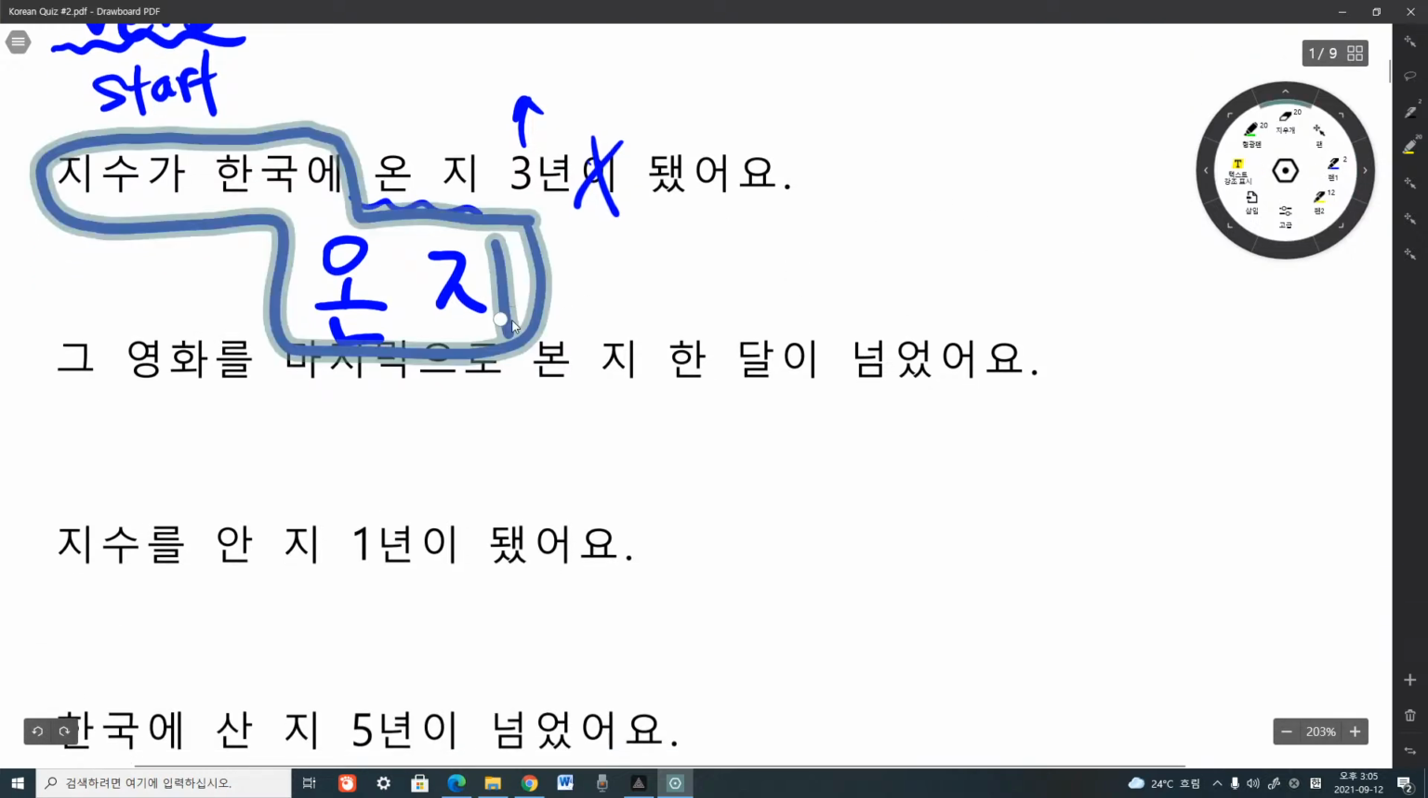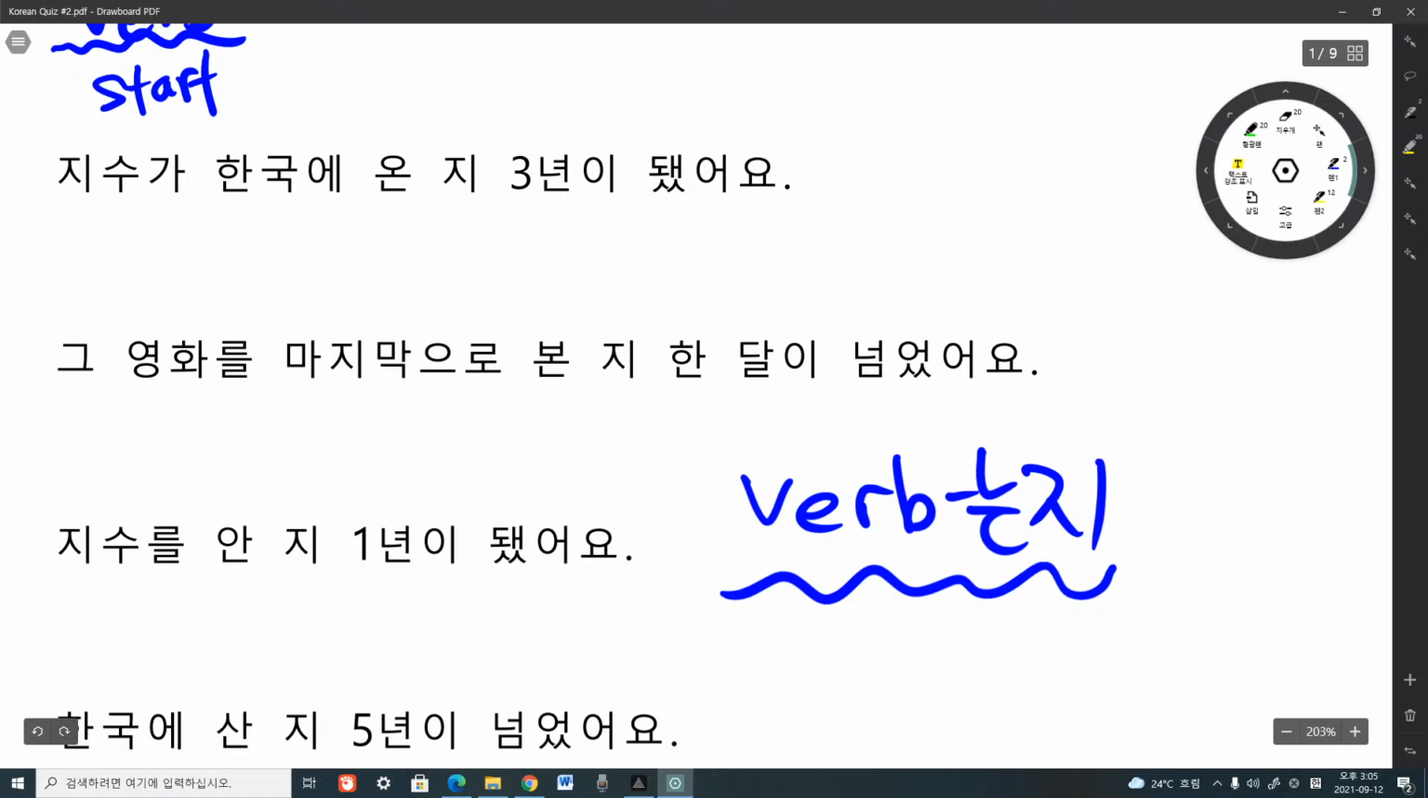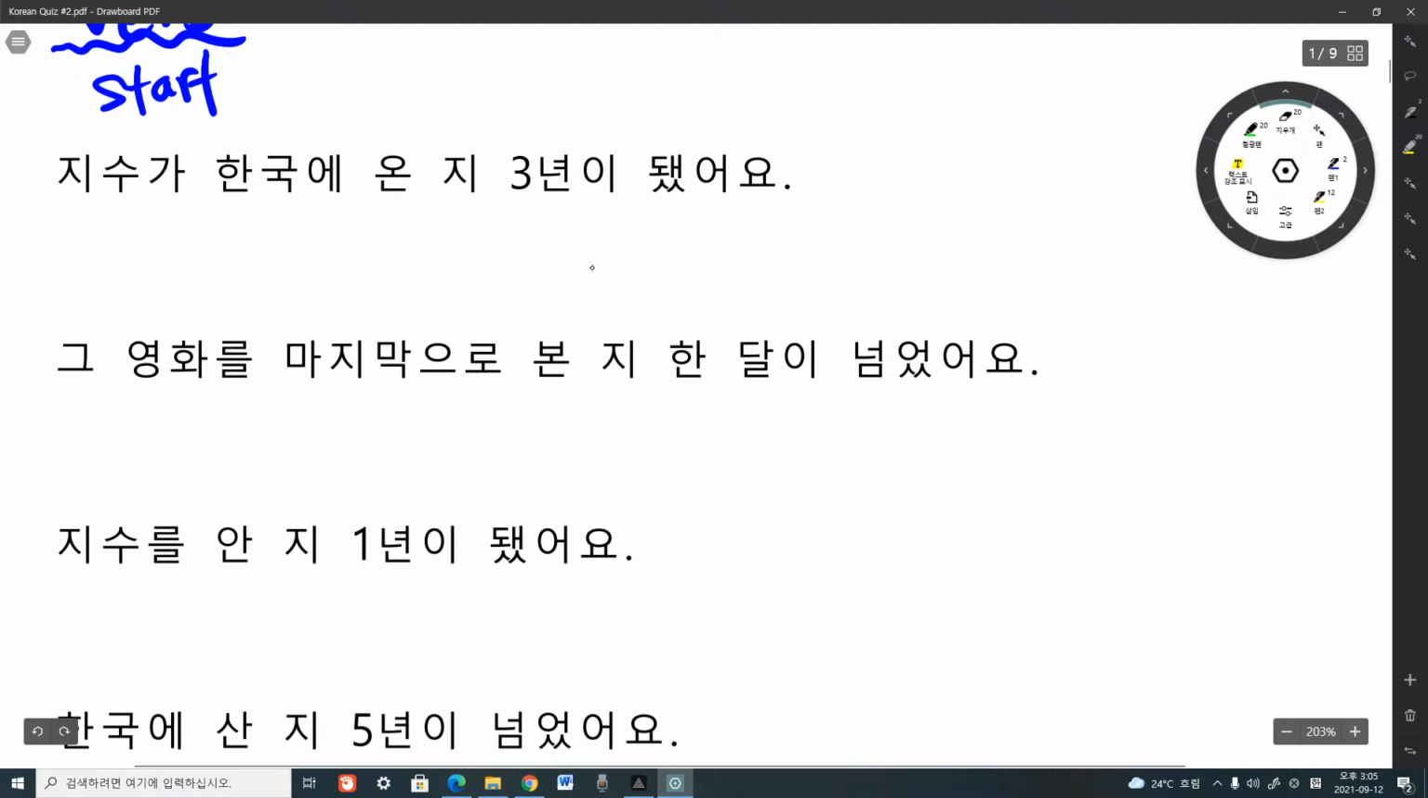And the next one. It's not that difficult, guys, right? But it could be kind of confusing if you compare it with the 는지 indirect question marker that we learned. It has a different grammar rule, guys. So moving on to the next example sentence.